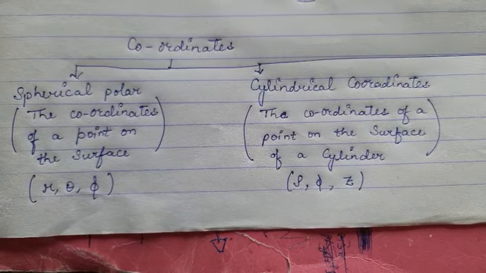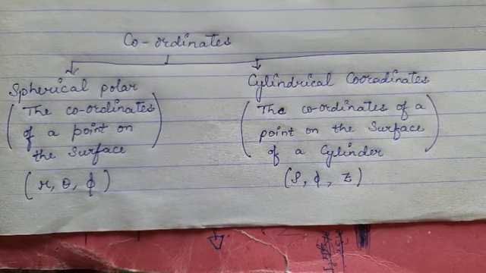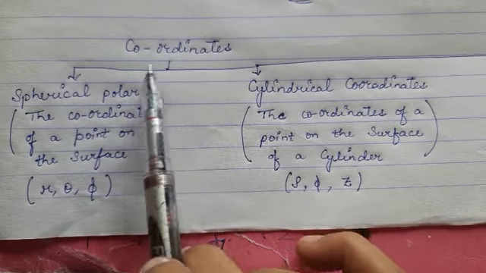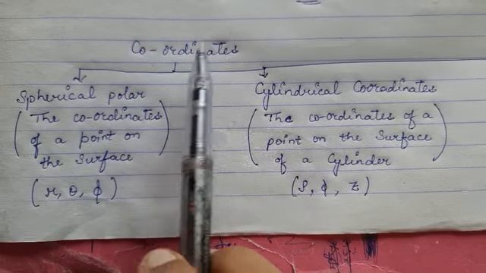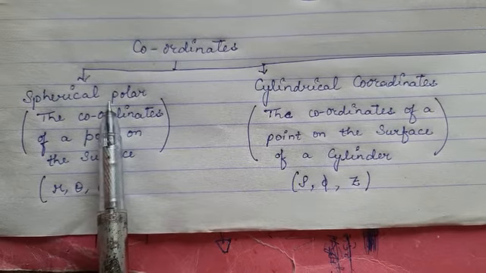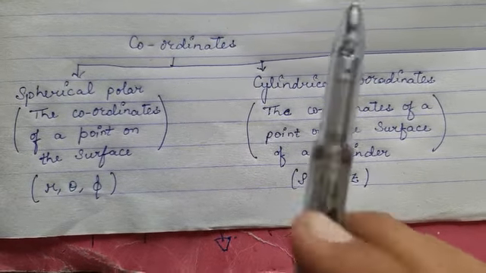Morning students, our next topic is Cartesian coordinates. So firstly we are going to describe the term coordinates. Coordinates are further separated into two categories, spherical polar coordinates and cylindrical coordinates.